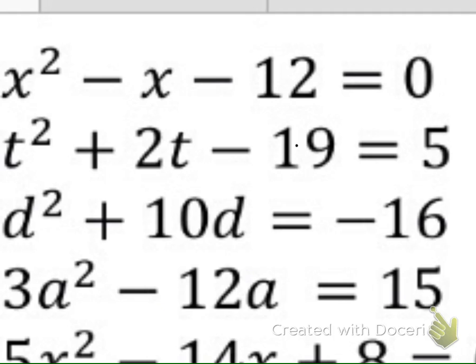Now this last problem that you can see on the screen, the one that's kind of cut off, 5x squared, I think it's minus 14x, that one's not one of the problems that you have to do. You only have to do, excuse me, I'm losing my voice here, x squared minus x minus 12, and t squared plus 2t minus 19 equals 5, and d squared plus 10d equals negative 16, and 3a squared minus 12a equals 15. So Kevin, press pause and don't start the video again until everybody has had a chance to complete those problems.